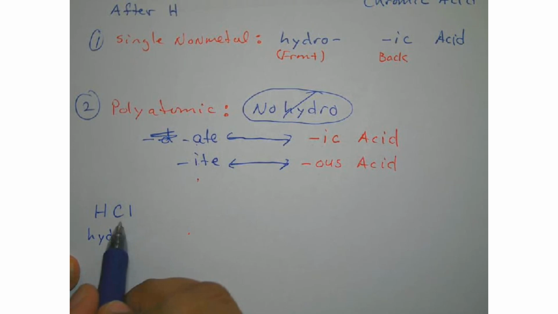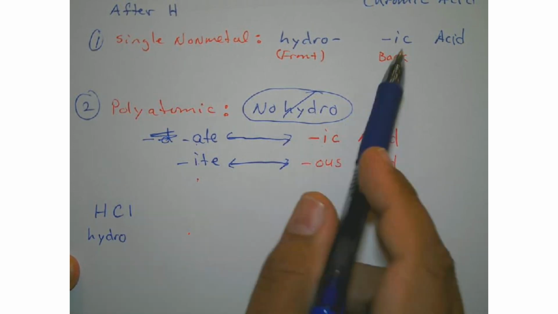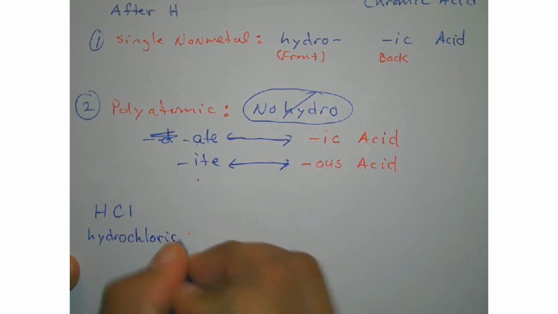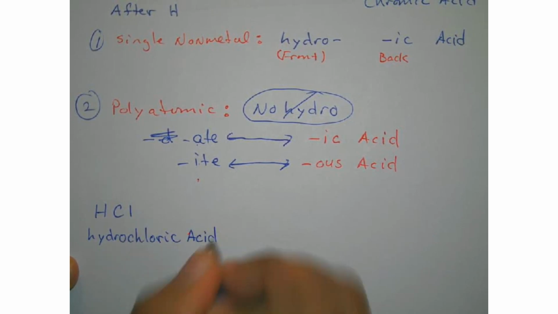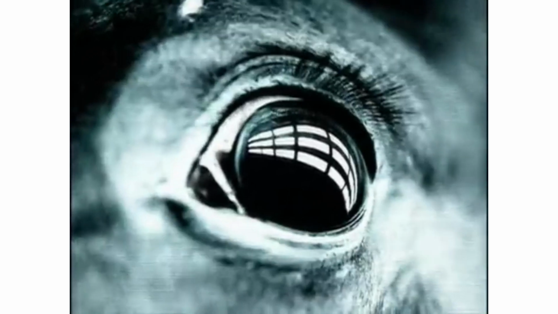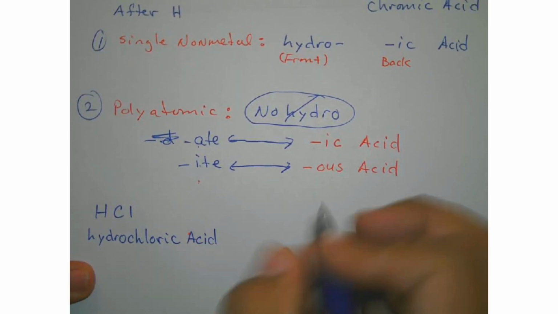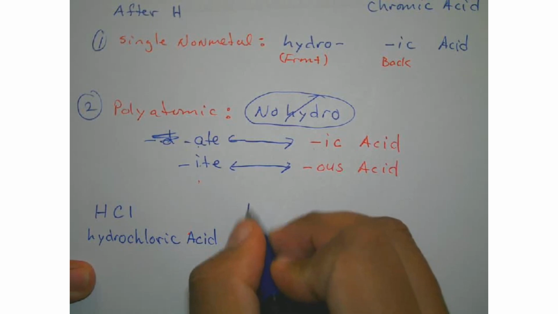We're going to look it up. His name is chlorine. So chlorine turns into what? Chloric. And then we write acid. So his name is hydrochloric acid. Really simple. Another example would be, let's say, HNO2.